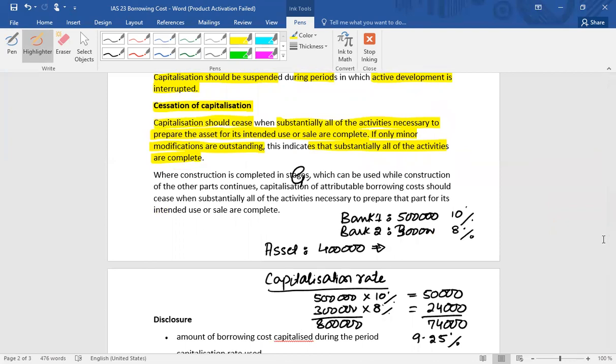So this is an overview of the IAS 23 borrowing costs, a very small, very precise standard, and very few issues are covered.